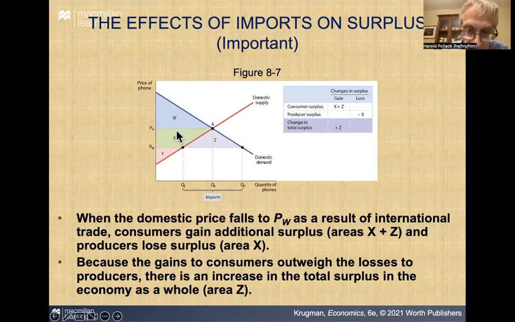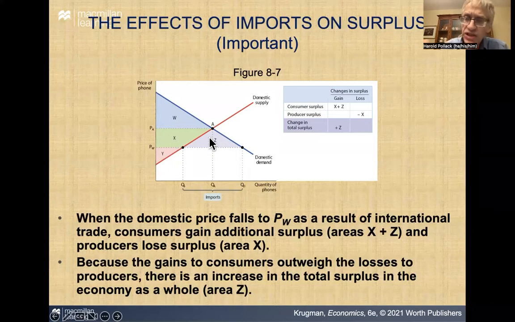This X is actually surplus that's transferred from producers to consumers. This W, that's still there. The consumers still get that. That hasn't changed much. But now the Z is all additional consumer surplus that didn't exist before. Okay. And this is total gain to the economy. This X thing is just a transfer from producers to consumers.